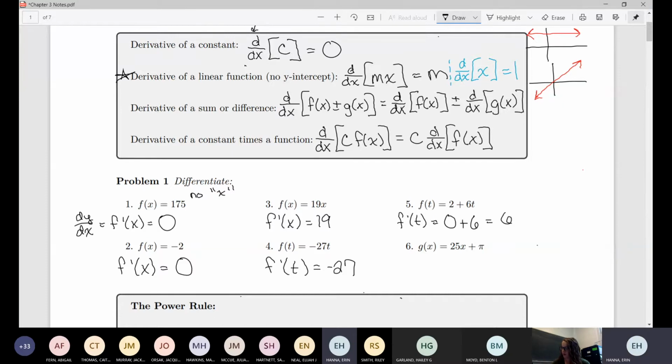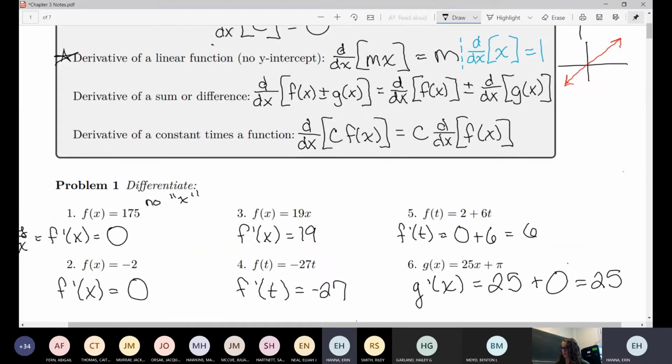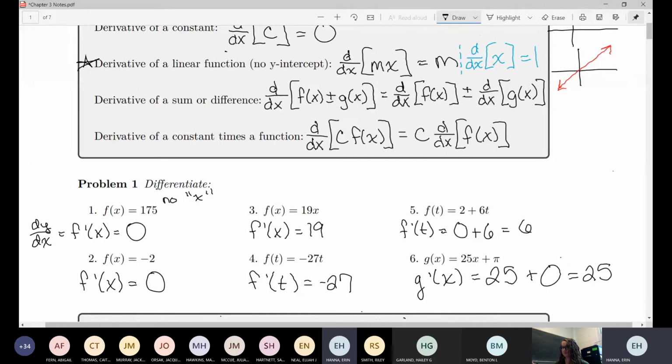But if it's just x next to a number, then the derivative of that is just the number. And for this last one, the derivative of 25x is 25. The derivative of pi is a number, so its derivative is 0. So the whole entire derivative is actually just 25. Questions, concerns about any of those? Because we're about to step it up a little bit.